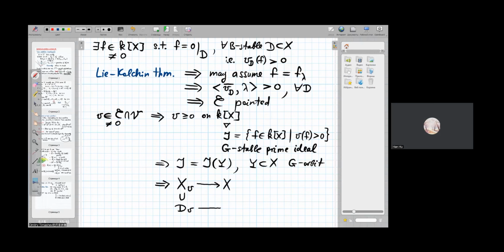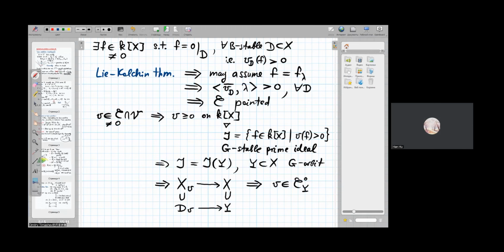Just let me finish the phrase. I just wanted to say that in this situation you have a map from X_v to X, such that the boundary divisor D_v, the codimension 1 orbit in X_v, maps exactly to the orbit Y. And this implies, as we have discussed at previous lectures, there was a lemma about it, that the vector v then belongs to the interior of the respective cone, C_Y. Now I'm ready to listen to your question.